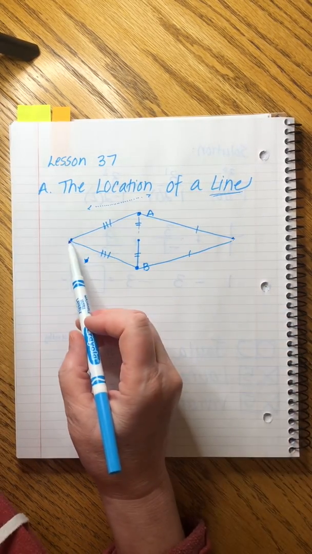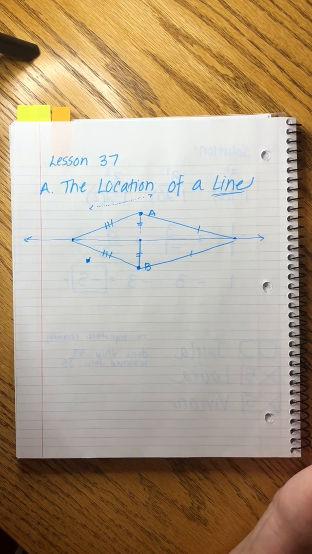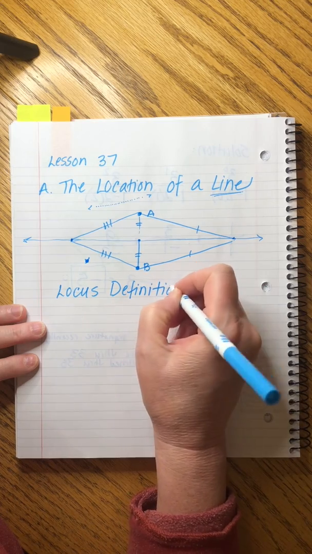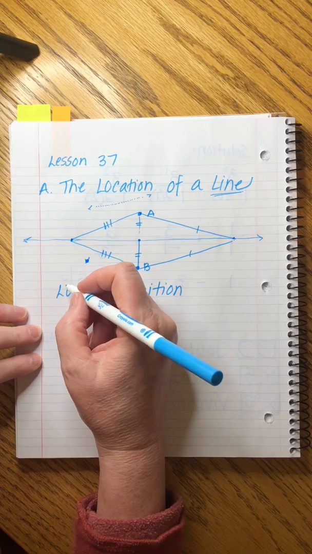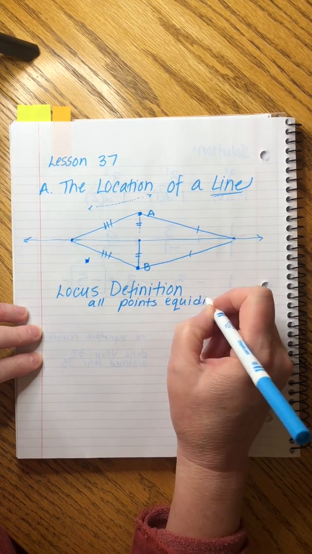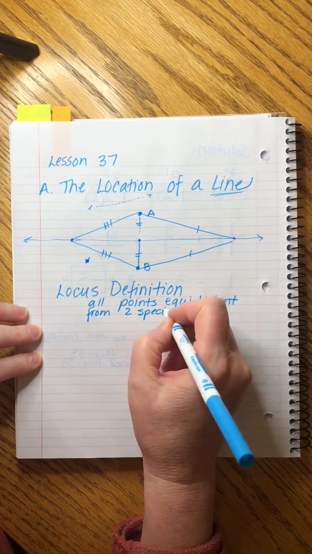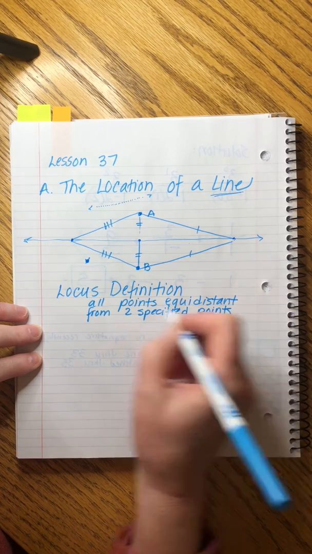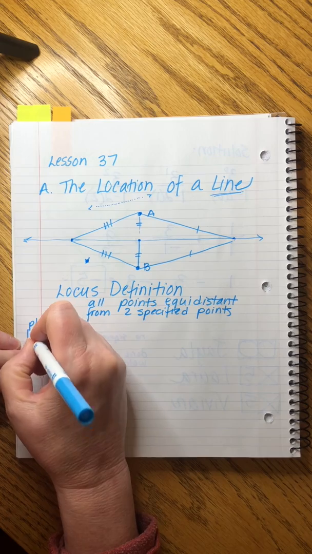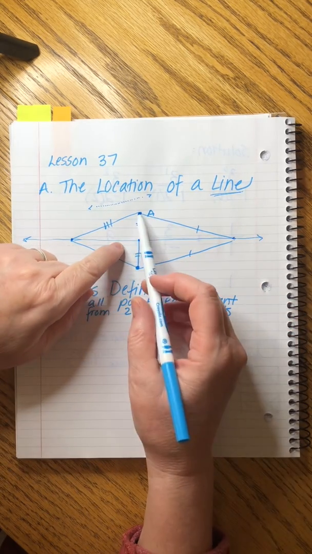So if we kept doing that and then connected all the dots, that's another way that we could define what a line is. Okay, so that is called, oh, you're gonna love this, the locus definition of a line. And that is that it's all the points that are equidistant from two specified points. Locus is a Latin word that means place, or it's helpful for me to think location. So all of these points are located the same distance from A and B.